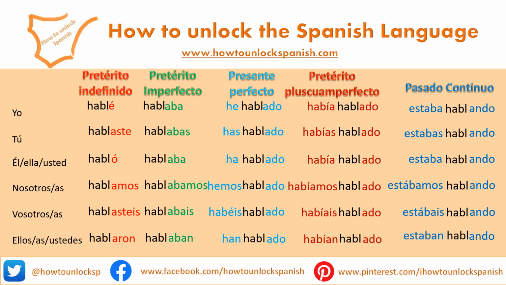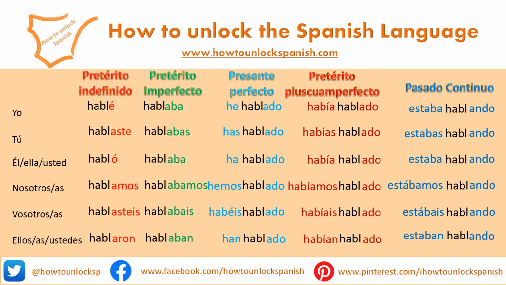The fourth past tense is the pluperfect. The pluperfect in English would be had talked. So we use this past when we are talking about something in the past, and then we talk about a moment which is even previous to that. So for example, yesterday I talked to Maria. I had never talked to her before. Ayer hablé con María. Nunca había hablado con María antes.